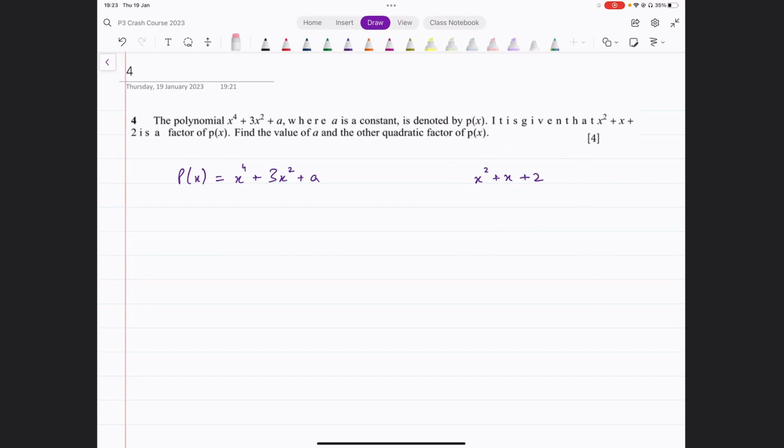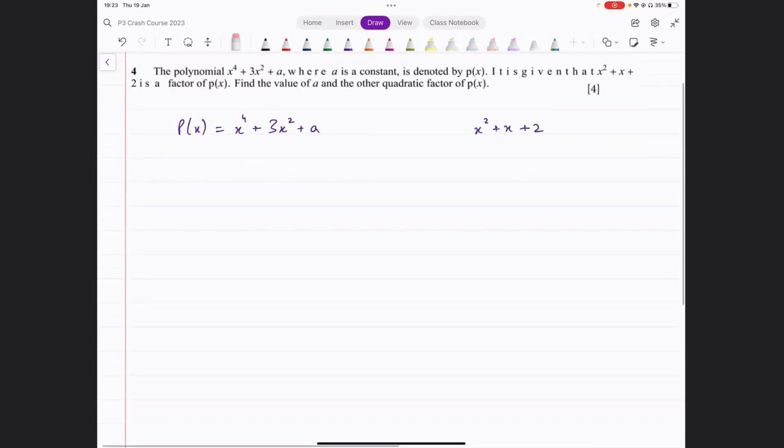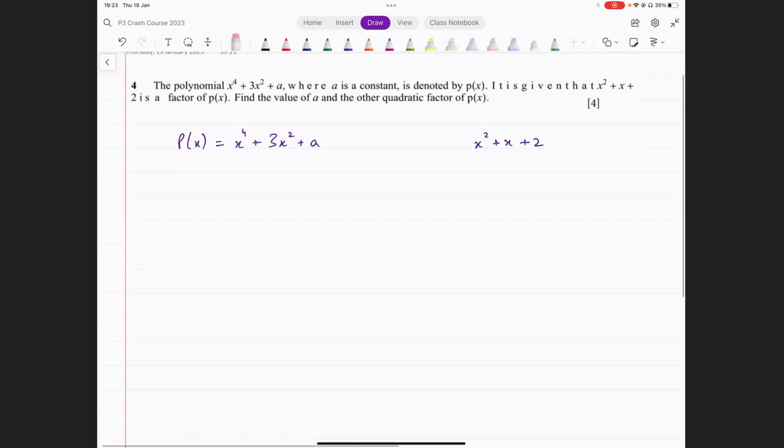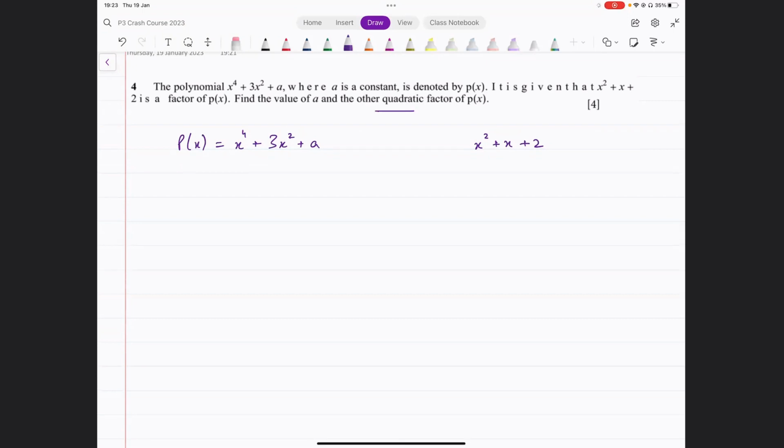What's the other option that we've got? We'll have to use long division. Okay. So let's use the long division process here to divide this polynomial by x squared plus x plus 2 and see what we get. You'll have to do long division anyway because you also need the other quadratic factor. You'll need the quotient from that long division process. So even if you could use the remainder theorem, you'll have to do long division in any case. Okay, that's going to be required in any case.